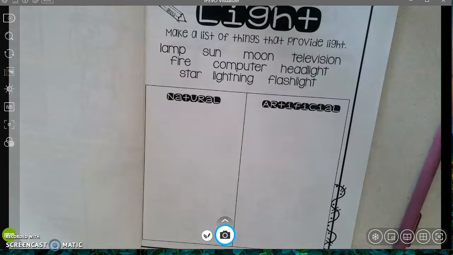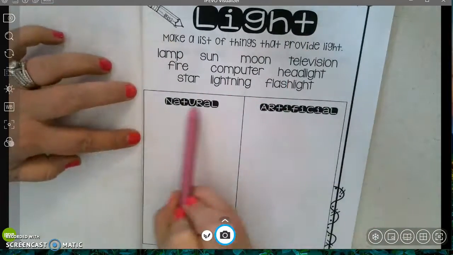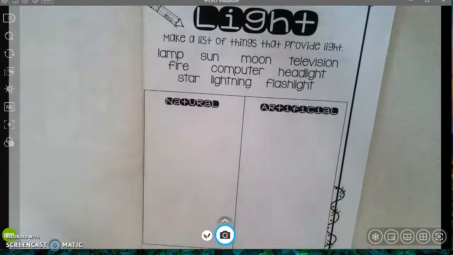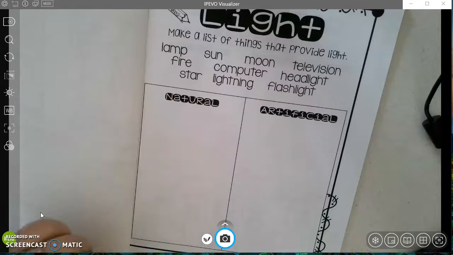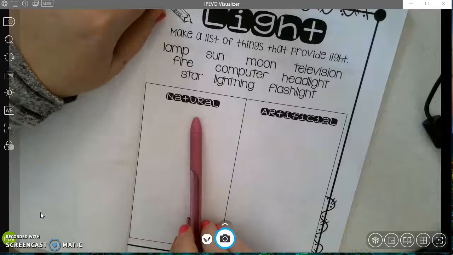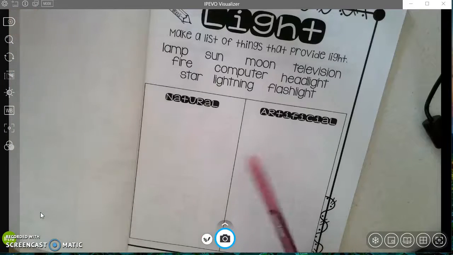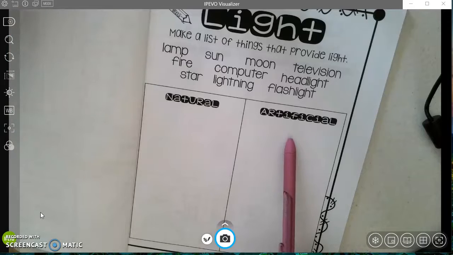You're going to make a list of all the things that provide light. You're going to use these things right here. And then there is natural and artificial. All right. Let me back up just real quick. There's 2 ways that we can get light. Natural is like it produces light on its own, like the sun. Artificial is like it has a light switch. I have to turn it on. It's not producing light all by itself, all on its own.